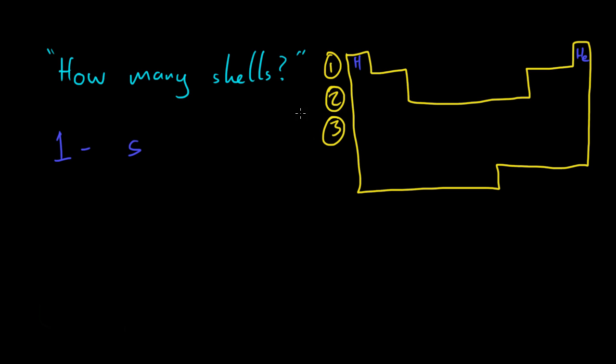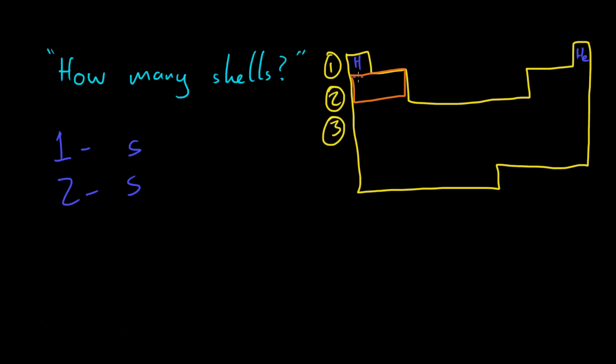Now if we look at the second period, we can see the first two elements, lithium and beryllium, sorry, sodium's down here, lithium and beryllium, these have the first two electrons of the second energy level. So the second energy level also has to have an s sublevel.